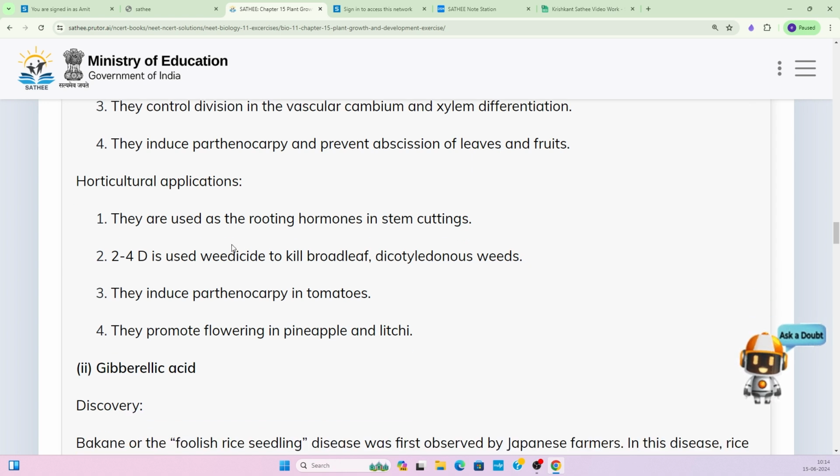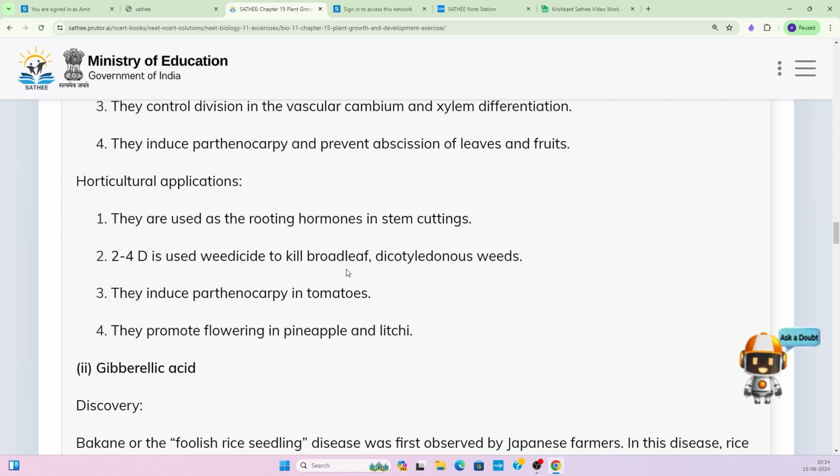Horticulture applications: they are used as the rooting hormone in stem cuttings. 2,4-D is used as a weedicide to kill the broadleaf dicotyledonous weeds. So they are used as a weedicide. We can kill the weeds and we can protect our plant, right?